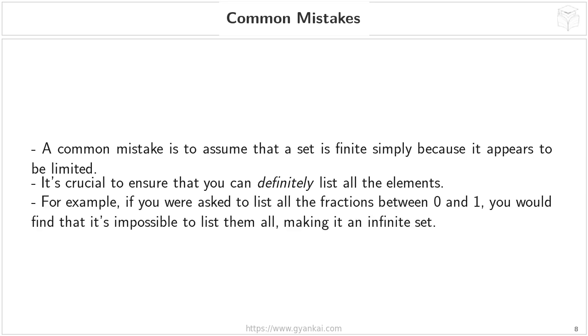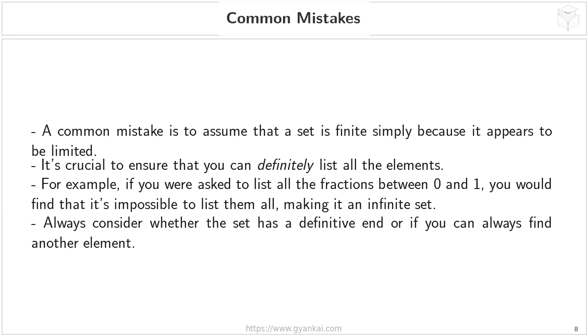For example, if you were asked to list all the fractions between 0 and 1, you would find that it's impossible to list them all, making it an infinite set. Let's think about that. Between 0 and 1, you could have 1/2, 1/4, 3/4, 1/3, 2/3, and so on. But you could also have fractions like 1/5, 7/10, 1/100, and you can keep going forever, creating infinitely many fractions. Because you can always find another fraction, this set is not finite.